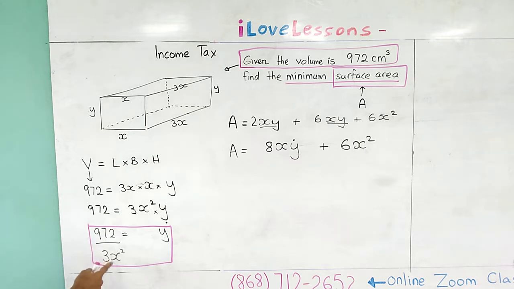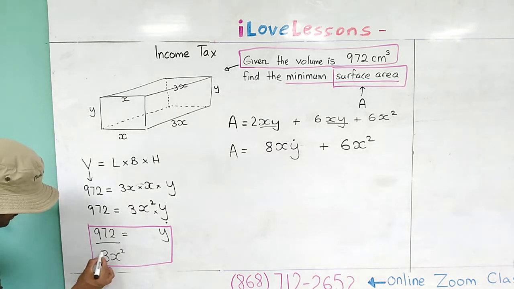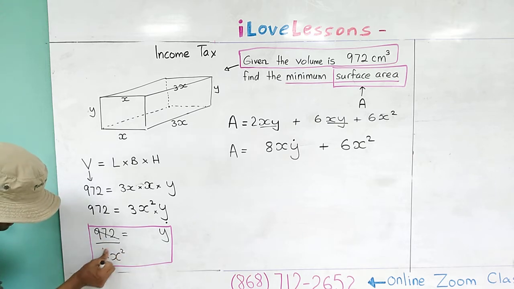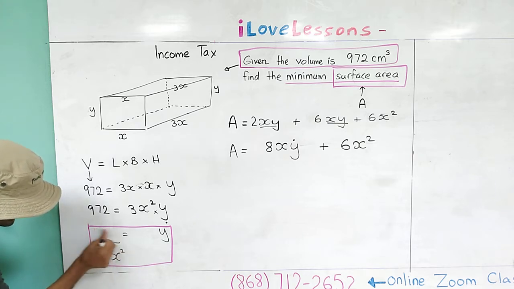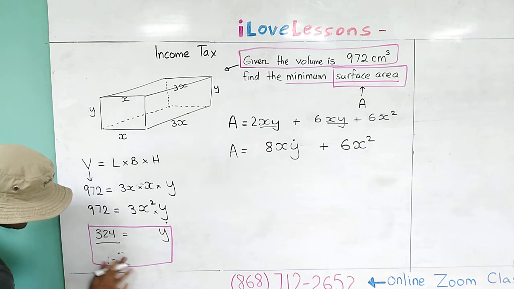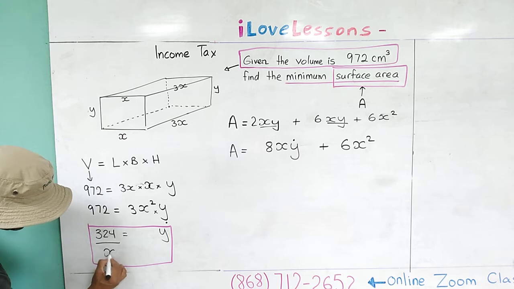This can actually be simplified. 972 can be divided by 3. So I think I should divide that just in case. 972 divided by 3 will give me 324. So the 3 will go into this, right? So I'm going to divide it. 3 into 972 is 324. Let's neaten it up here. And there's an x squared underneath here.